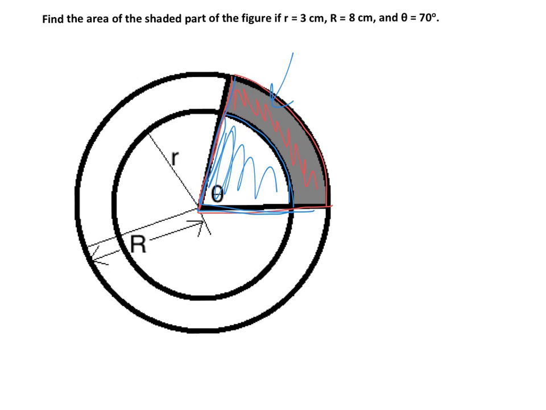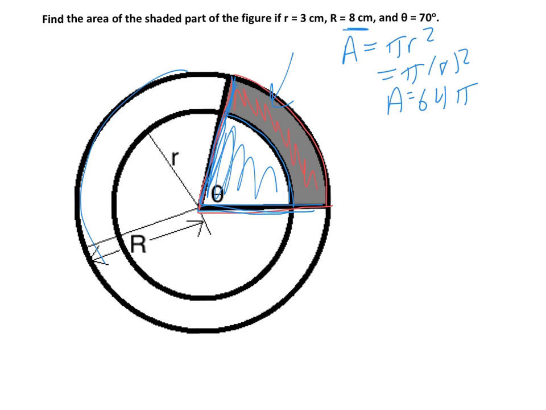So first off, we know the radius of the outer circle is 8 centimeters. So let's start by finding the area of that circle. So area equals pi r squared. So it would be pi times 8 squared, or 64 pi. So that is the area of the large outer circle. But I don't want that area, I just want this area of this particular sector of that.